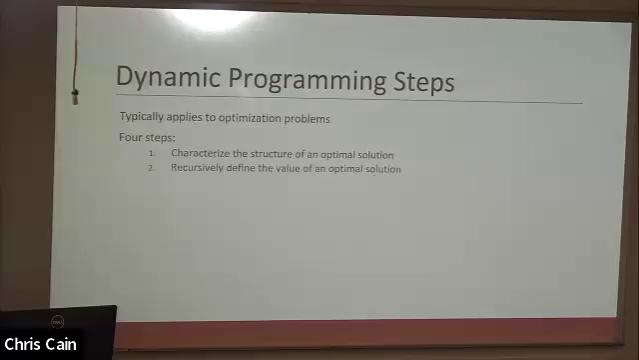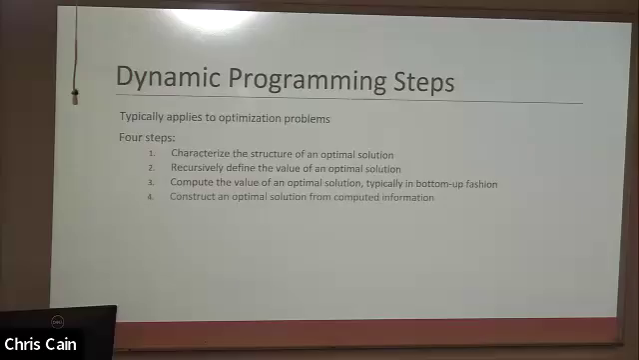So then we recursively define the value of an optimal solution. So the solution to it's very much like recursive thinking. The optimal solution to this problem is recursively defined in terms of optimal solutions to subproblems. Then we say, how can we compute the optimal solution? And again, usually this is going to be in some kind of bottom-up solution. Or if we have to break it from top down, like we did here in this tree, we'll look for those repeated subproblems. And then again, constructing the solution from the computed information that we have.